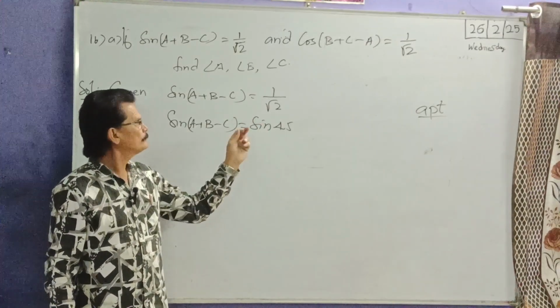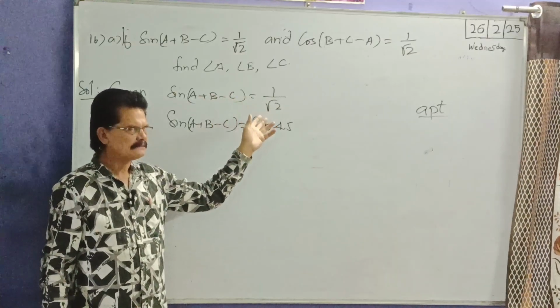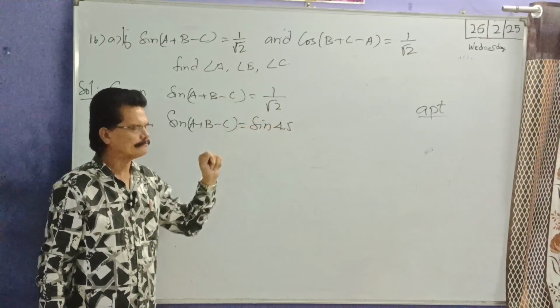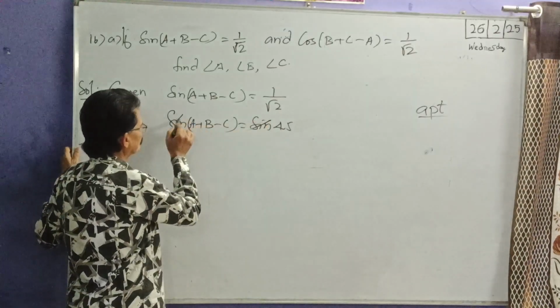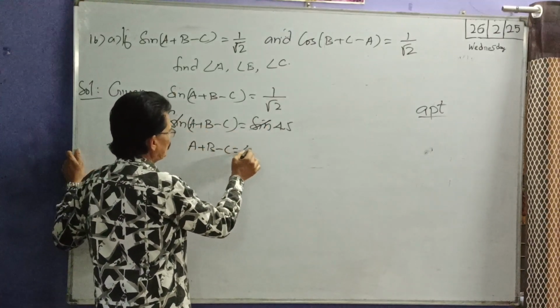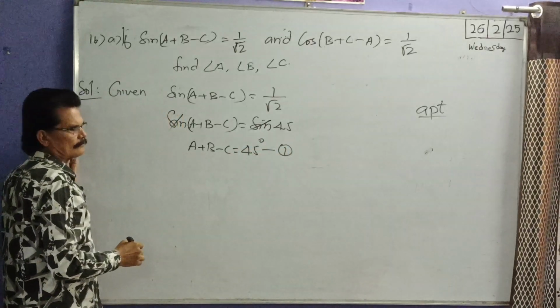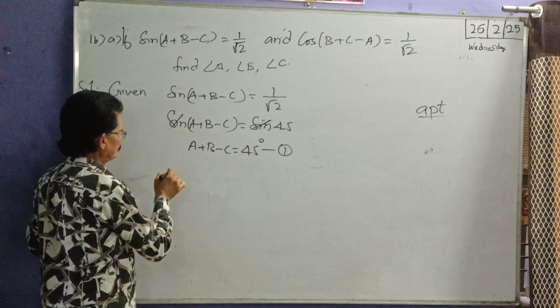So 1 by root 2, because we memorized it, is sine 45. So A + B - C is equal to 45 degrees. That becomes equation 1.